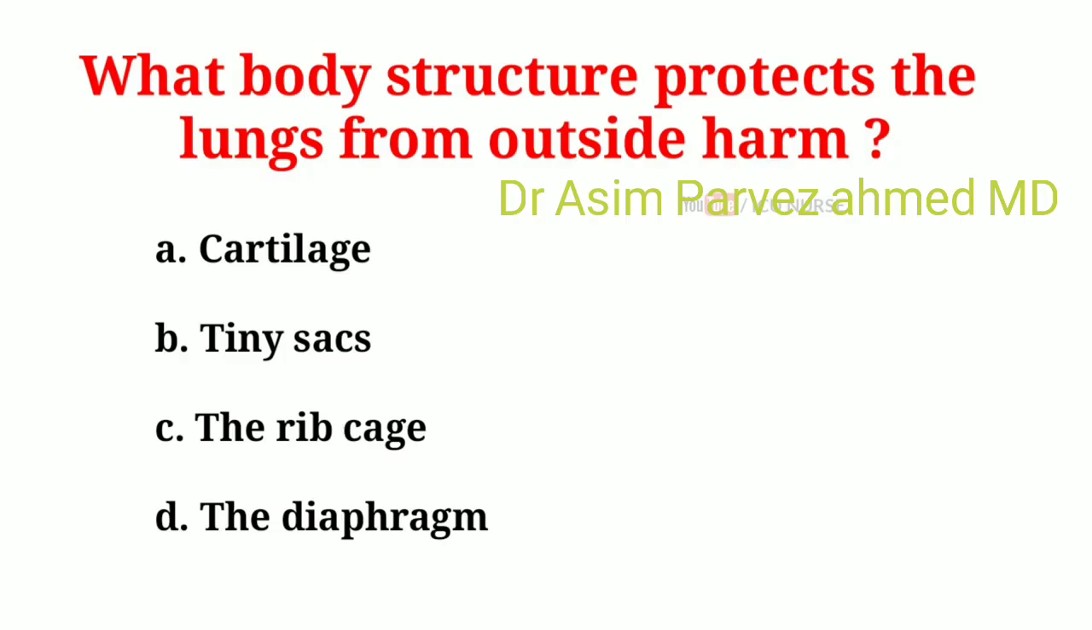What body structure protects the lungs from outside harm? A. Cartilage. B. Tiny sacs. C. The rib cage. D. The diaphragm. And the correct answer is C. The rib cage.